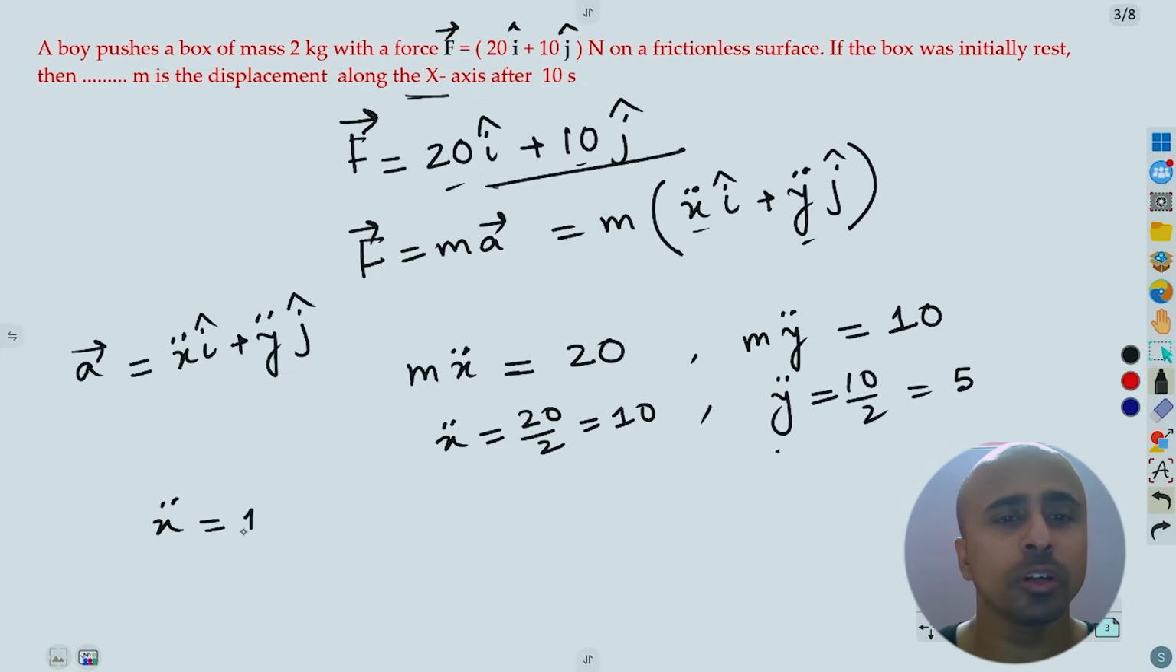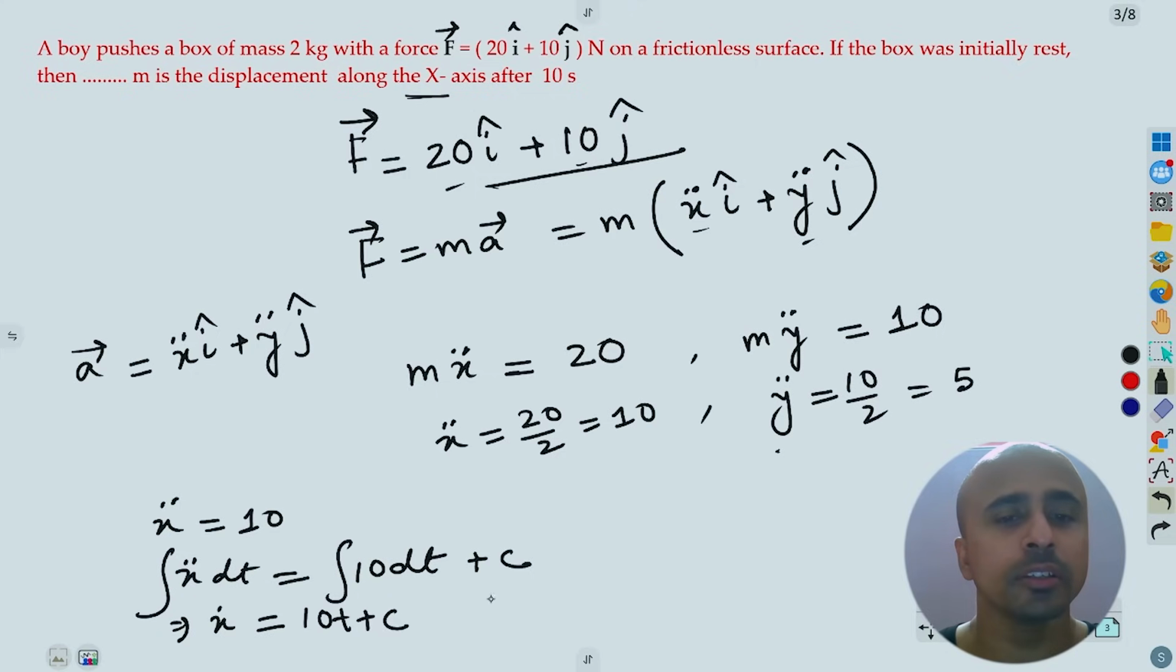So x double dot equals 10. If we integrate this with respect to t, let me show you the calculation here. So x double dot integrating with respect to t, this is 10 dt plus c. This implies x dot equals 10t plus c. Now it is given that the box was initially at rest. So at t equals 0, x dot equals 0, right?